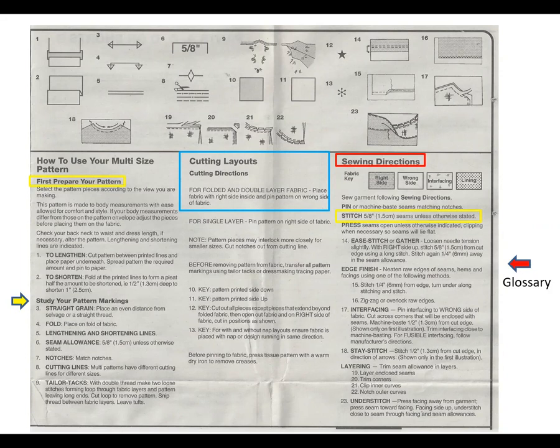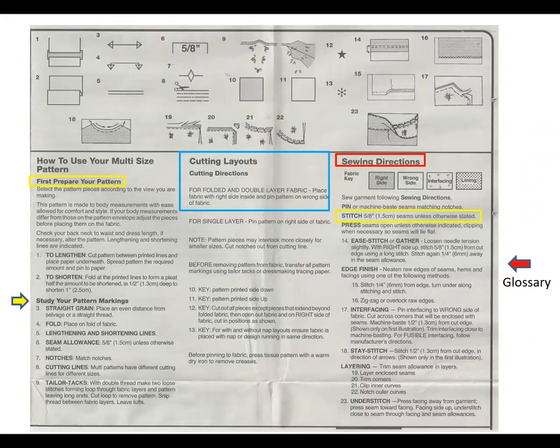And then you'll get into sewing directions. There is a key to the right side and wrong side. So when you're looking at a picture, are you looking at the fabric on the right side or the wrong side? You need to know which ones those are. If you're not sure, you can go back to the sewing directions.